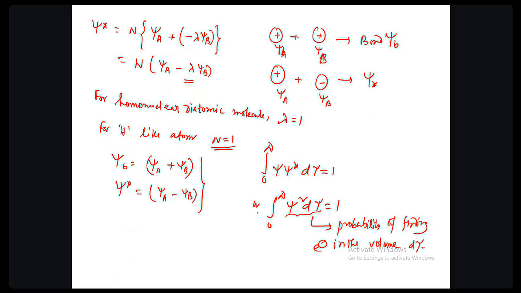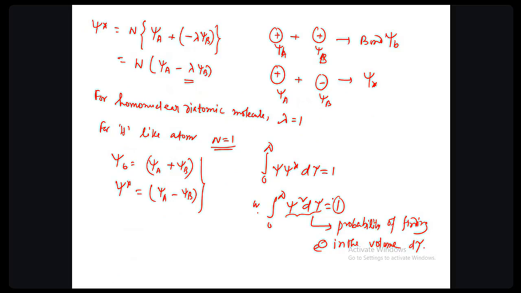So the normalizing constant measures that the probability of finding the electron in the MO is unity. Unity means we must find the electron. It is not a zero value. So this is the basic algebra or basic mathematics for the formation of linear combination of atomic orbitals. This is the basic part. There are so many other parts.